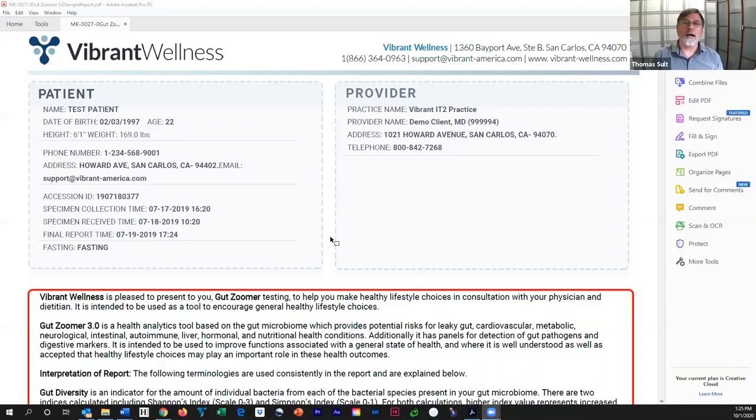Today we're talking about a very comprehensive gastrointestinal test. It's called a Gut Zoomer from Vibrant Wellness Laboratory. This is part of our ongoing series about how we figure out how to help you get well. In this context, we happen to be talking about Lyme disease, but the Gut Zoomer is a foundational test that we use a lot.